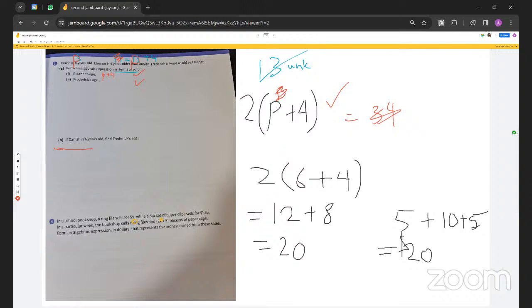Okay, now look at this. In a school bookshop, a ring file sells for $5. Clip 1.5. The book sells 10 ring files. How can that be $20? What does this 5 mean? What does this 10 mean? From the reading, it's very weird, 10 ring files, each is $5. That's only the ring files. Are you sure $20 is the answer? All right, try again. Read properly and then calculate, right?